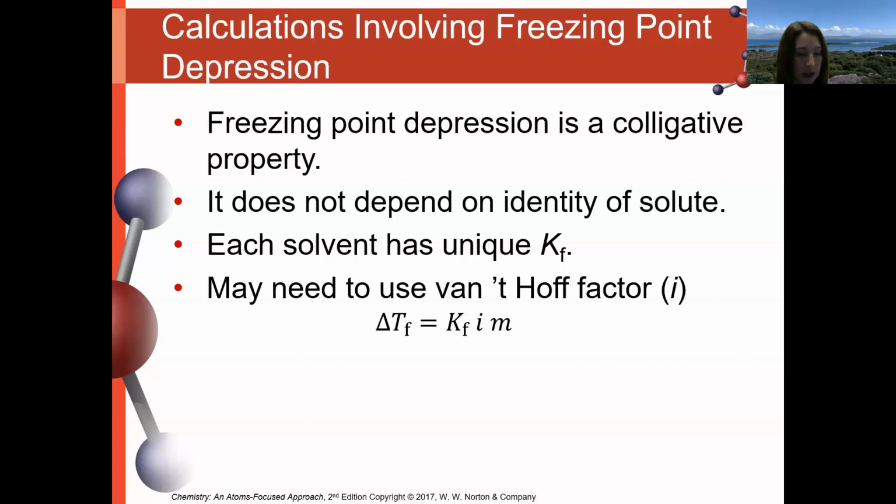Freezing point depression is a colligative property. So remember, in freezing point depression, the solute gets in the way of the solvent. Say the salt would be the solute and water would be the solvent. The salt gets in the way of the water, so those hydrogen bonds can't line up because the salt molecules keep messing with them.